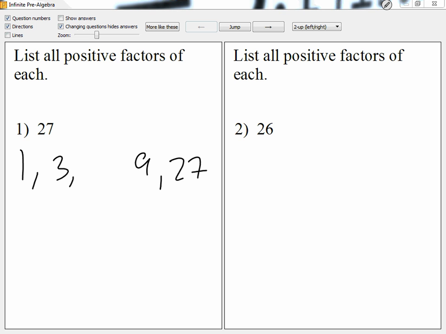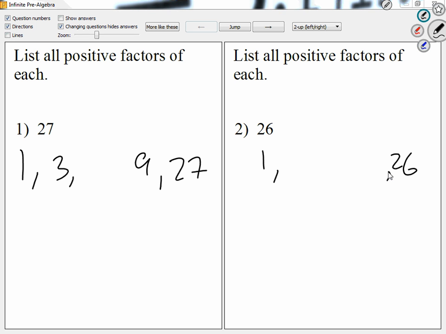We have all the factors of 27. That's it, right? This is once again a review of yesterday. Looking at question number 2 to number 26, the factors of 26 for sure are 1 and 26. Right? This always works. 1 is always a factor.